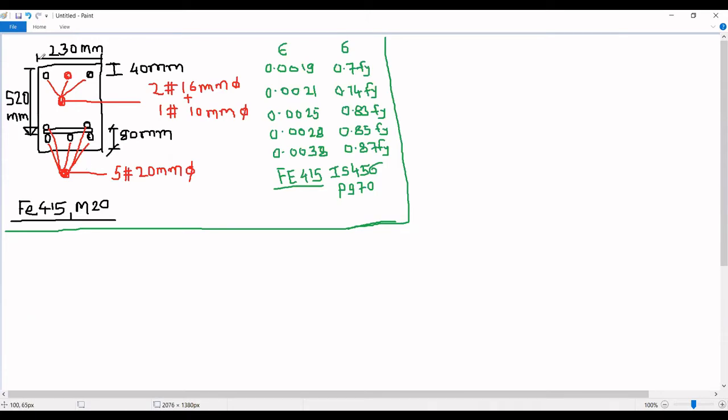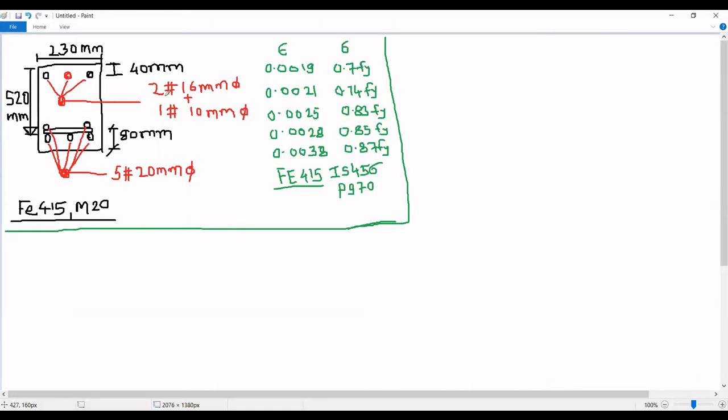The beam has dimensions 230 mm by 600 mm overall depth. 80 mm is the distance up to the centroid of the spacer bar. Therefore, effective depth is 520 mm. Effective cover to the compression steel is 40 mm.